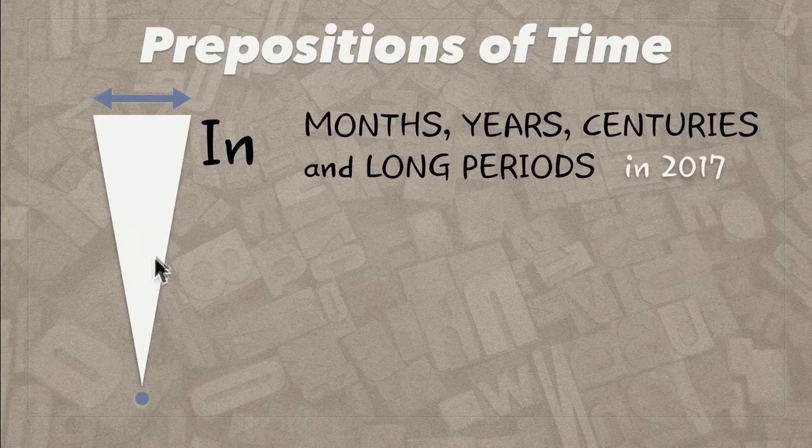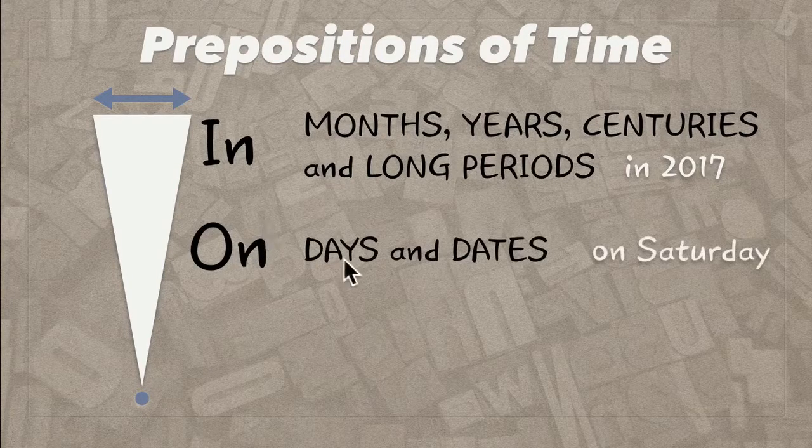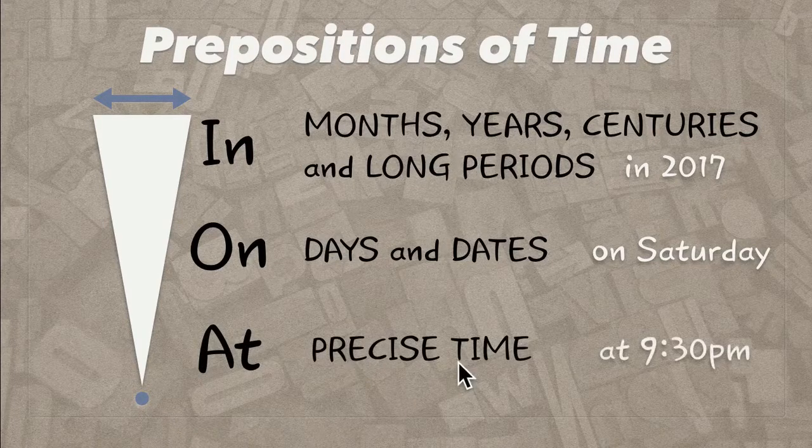Then, as we get closer to a smaller amount of time, we have on. With on, just think of days. Dates are also days. For example, on Saturday, or a specific date. So when is Christmas Day? It's on December 25th. On Christmas, on December 25th. And then finally, a specific time or precise time: at 9:30 p.m., at lunchtime, at noon. So try to remember this order: in, on, at, from larger to small.